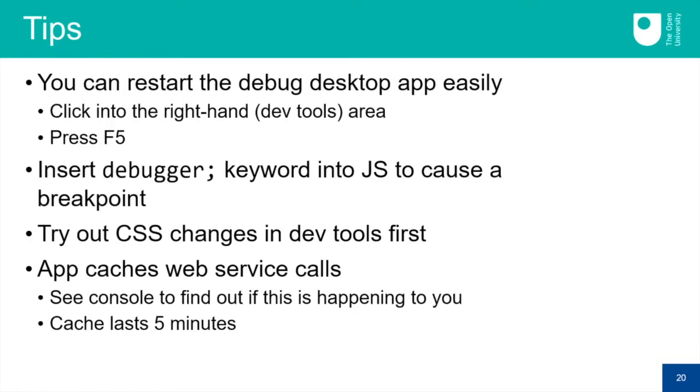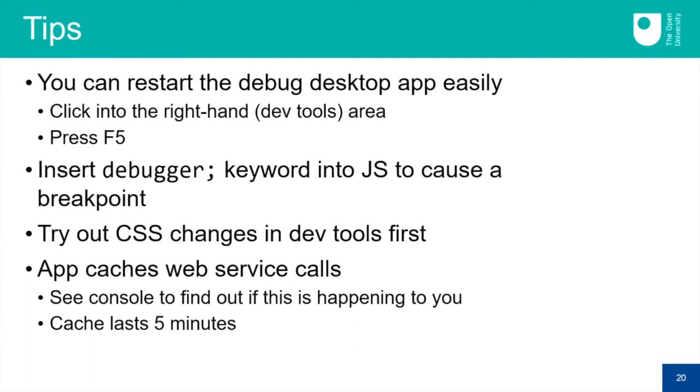Here are some general tips. When you're using the debug version of the desktop app, it's really easy to restart the app. You just click in the right-hand area and then press F5. One of the things that's difficult is using the debugger within the app, because it's difficult to find the source code for the stuff you've written because it's inline. But if you just stick the debugger keyword into JavaScript, then the browser will automatically break out at that point.